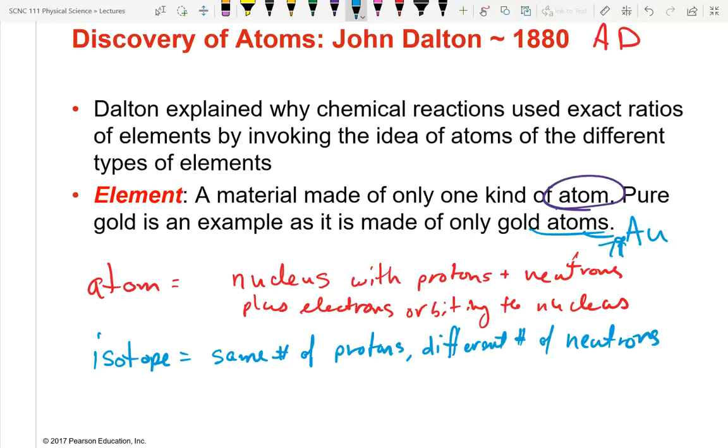But you could have a gold atom that has an extra neutron, 198. That's a different isotope of gold. But it's still gold because it has the right number of protons. It just has an extra neutron. So isotopes: same number of protons, but different number of neutrons.